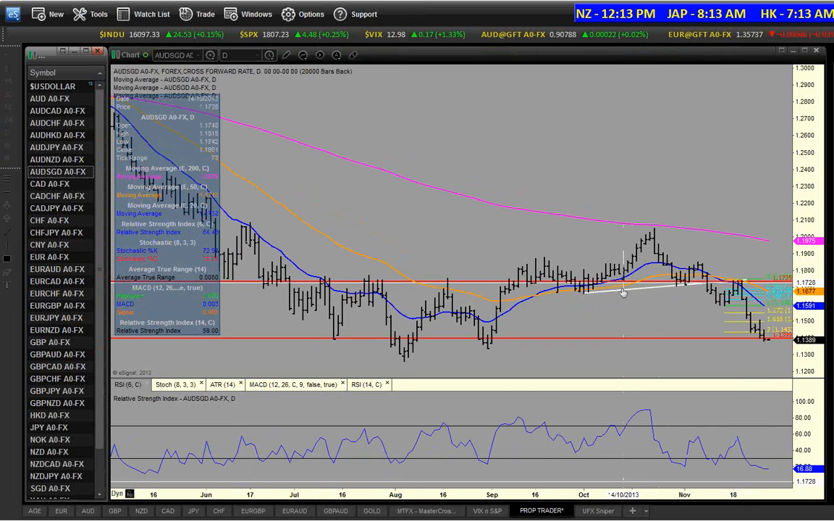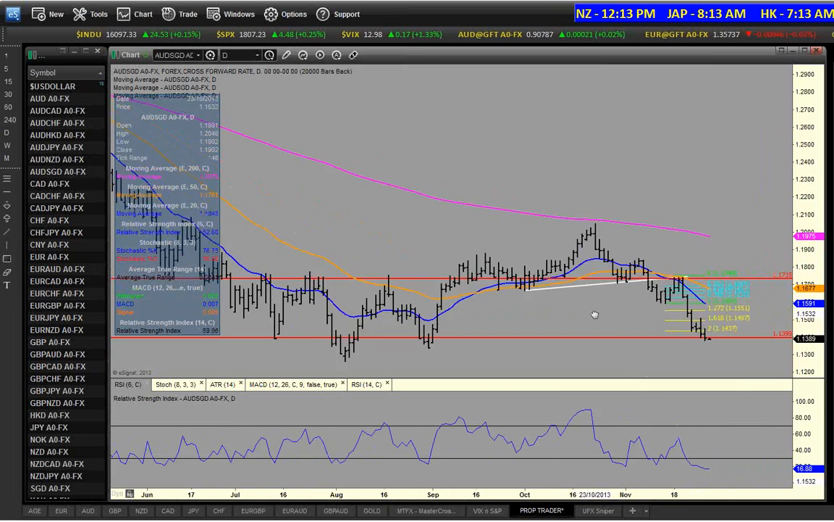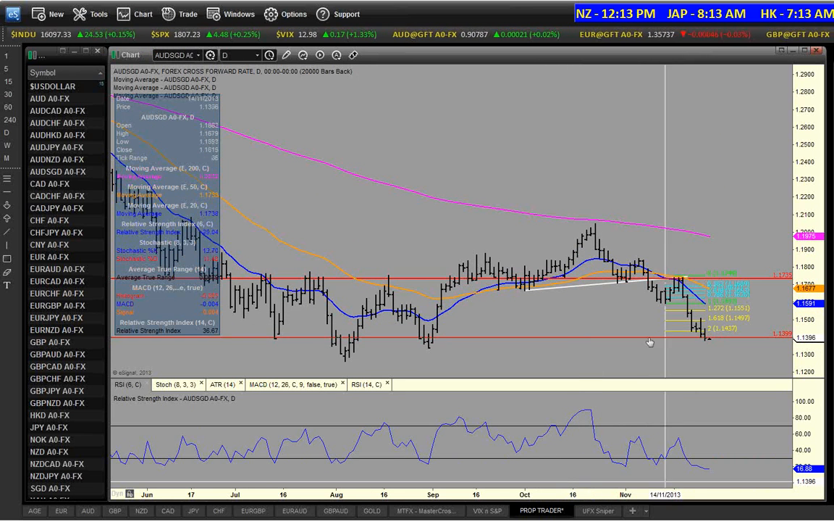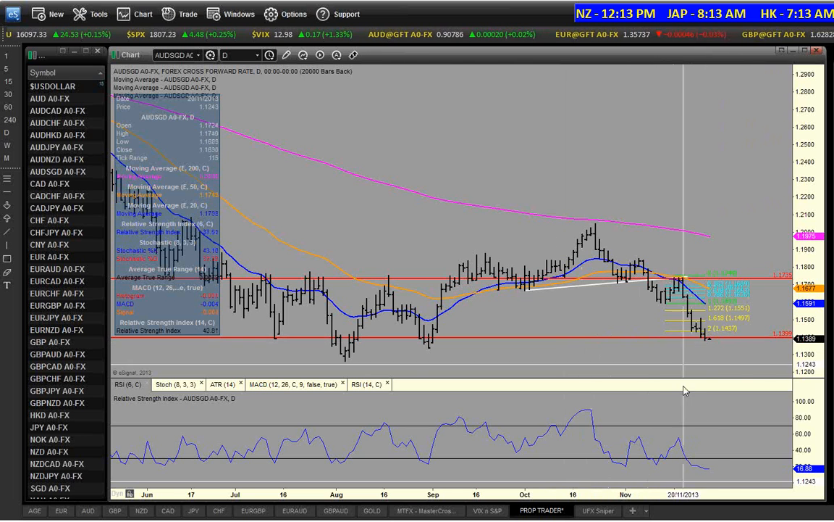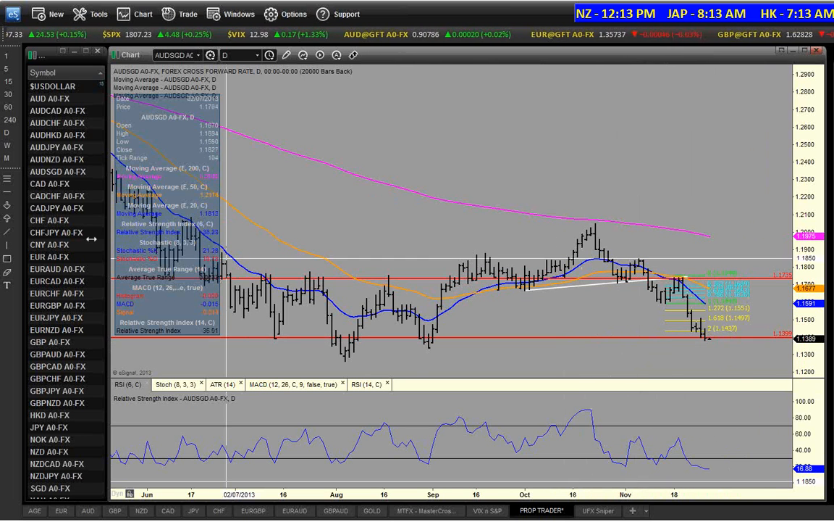Aussie Sing, like the dollar, there's weekly support here. This weekly support, we're right on it, but again, no sign of buyers yet, so leaving that alone.